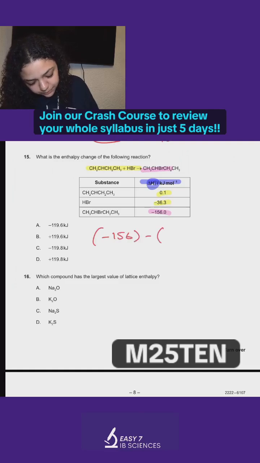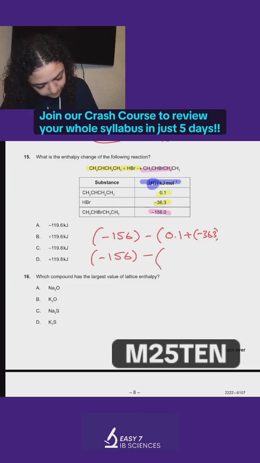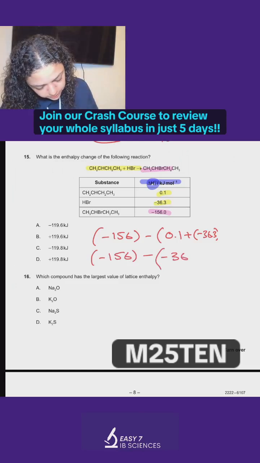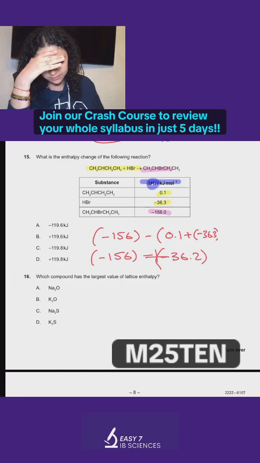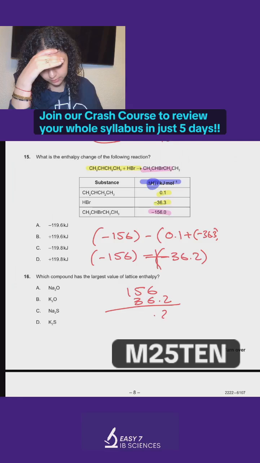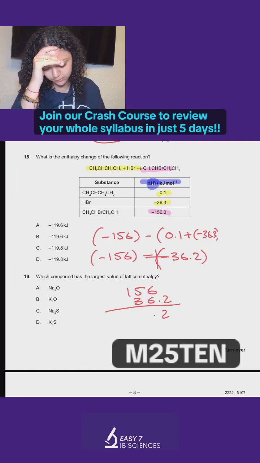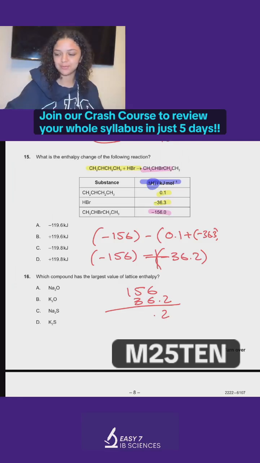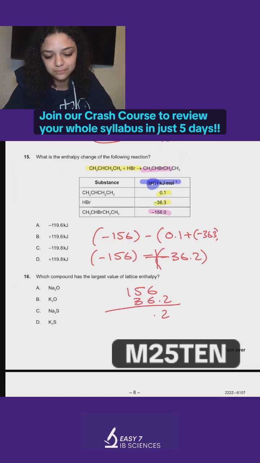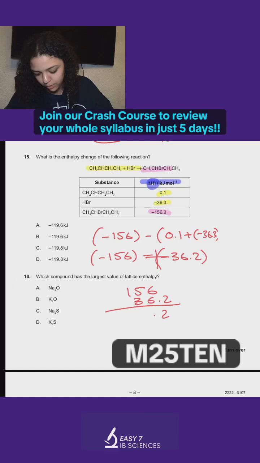156.0 minus 0.1 plus negative 3.63. Okay, that's going to give me negative 156 minus negative 36.2. And then that's going to be the same thing as plus. So 156 plus, no, minus 36.2 is going to give me, damn, I did something wrong. What did I do wrong? Let me do this on the calculator. I was trying to be cool. 156 minus. Okay, that should give you negative 11.8.